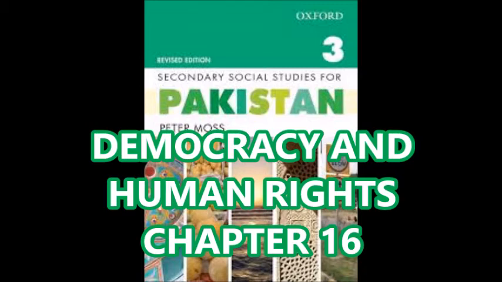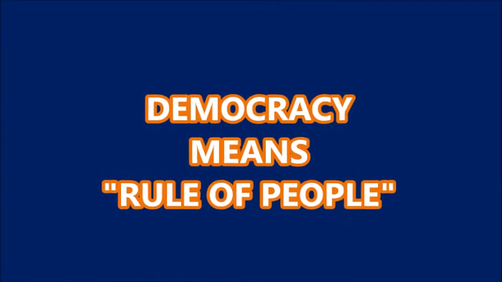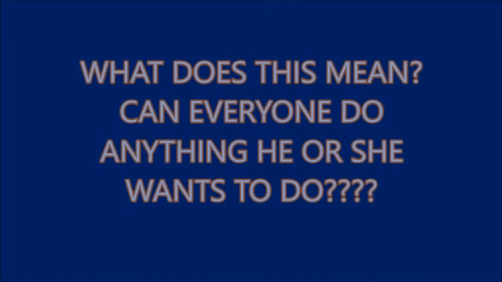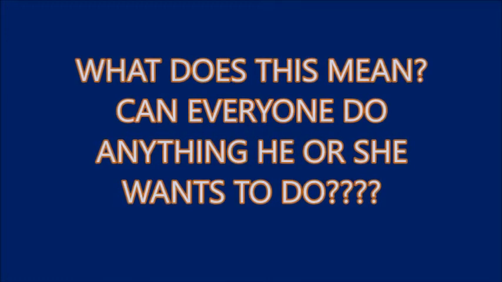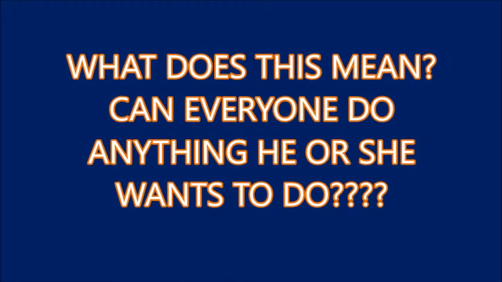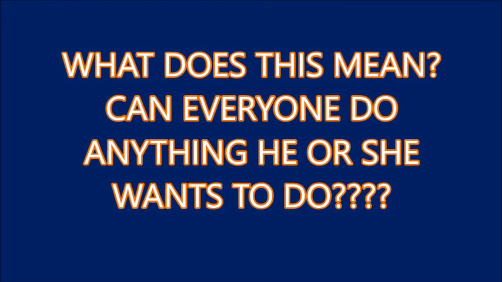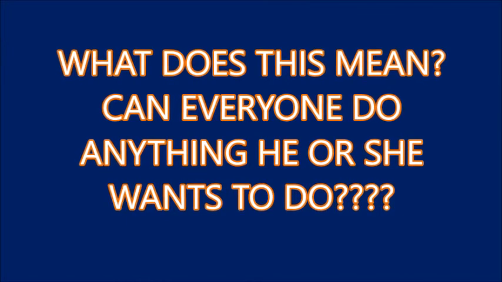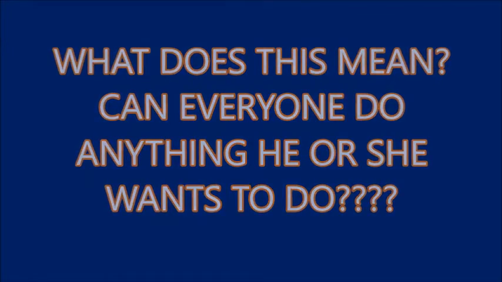This is the introductory part of chapter 16, Democracy and Human Rights. Democracy means rule of the people. What does this mean? Can everyone do anything he or she wants to do in a democratic society? In this lesson, we'll try to find out the answers to these questions and many others which come in our minds when we talk about the term democracy.